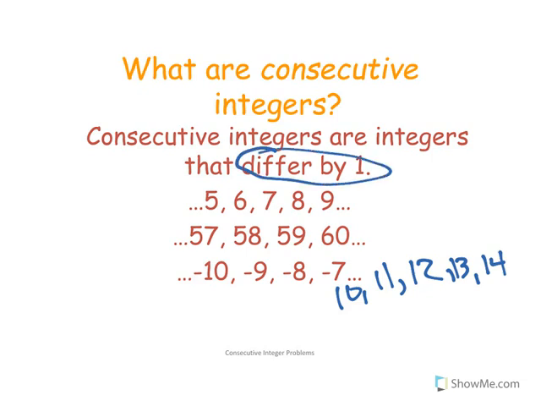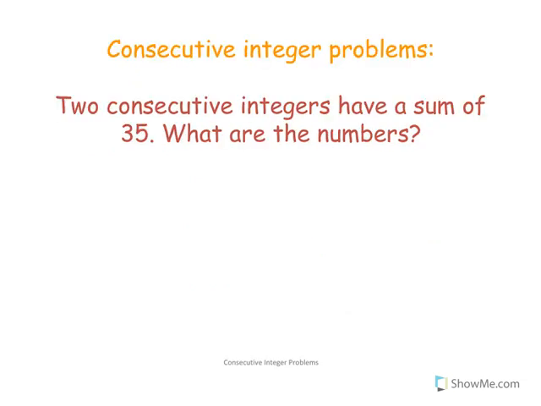I asked this question in class and someone said they're in a row. I said, okay, say more, right? They're in order. Okay, say more. They have a difference of 1. Oh, okay, great. So now, two consecutive integers have a sum of 35. What are the numbers? Now we can do this using some mental math, dividing by 2 and scrapping the remainder and things like that. But really we want to be able to do problems like this algebraically.